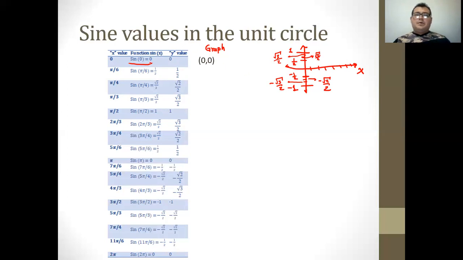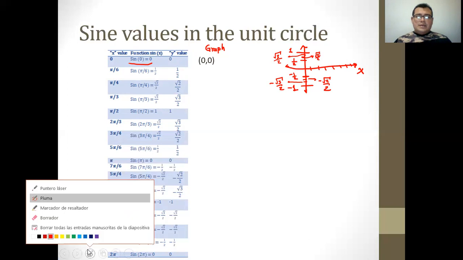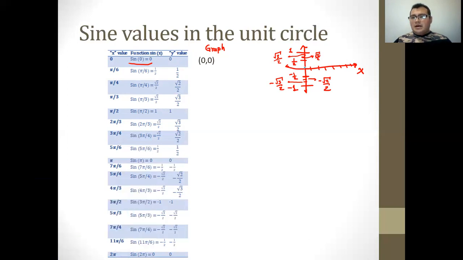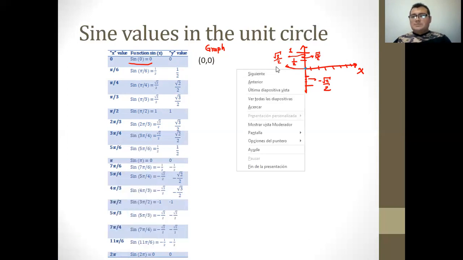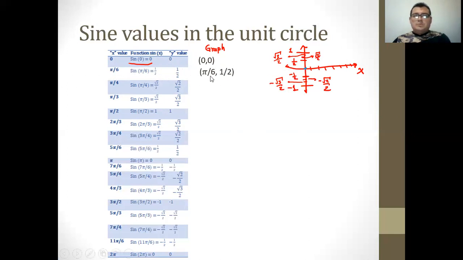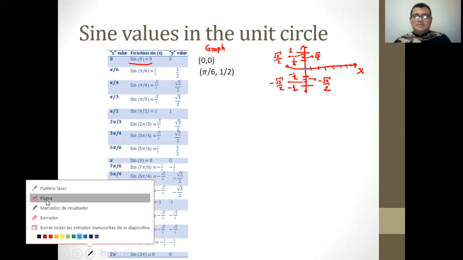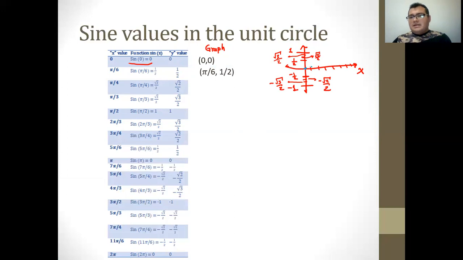For example, to plot the point 0, 0, just make a simple point at the origin. But what will be the next one? Let's see. The next one will be pi/6, 1/2. Pi/6, I remember, in the special coordinate plane we made, was the second value, right? So you're going to connect this one with 1/2. And that way you're going to start making the shape of sine that, if you remember, goes like this.